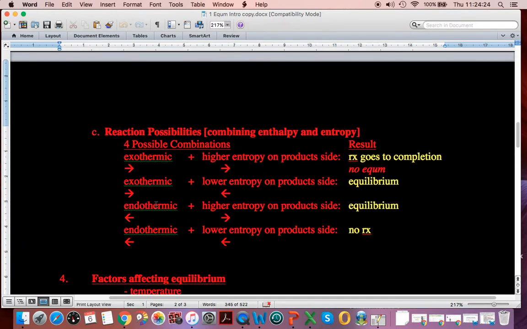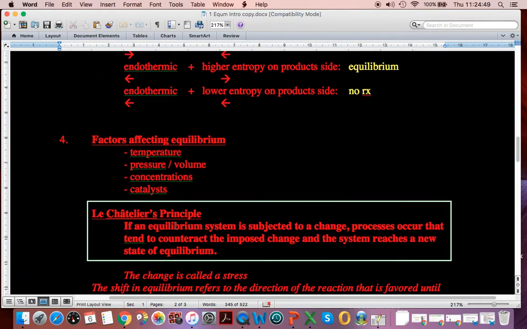So we looked at the four possibilities in our notes. We looked at whether a reaction goes to completion, or two combinations that give us equilibrium, or the one combination that gives us no reaction, which we commonly say is non-spontaneous. So these arrows represent the way the equilibrium favors, all things being equal. Factors that can affect the equilibrium are temperature, if we have gases, pressure and volume, concentrations, and catalyst.